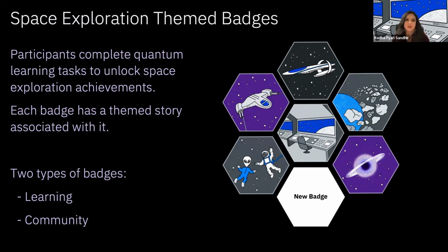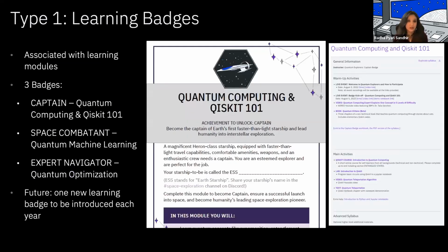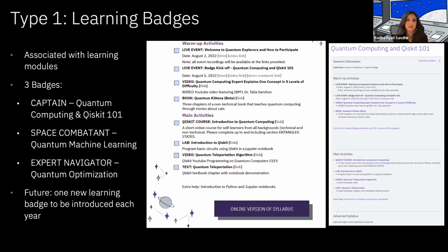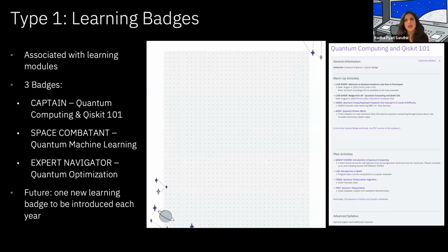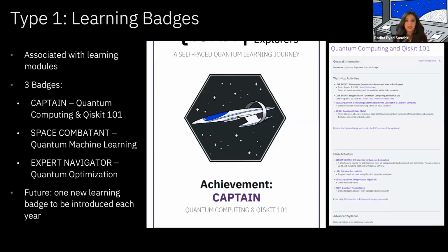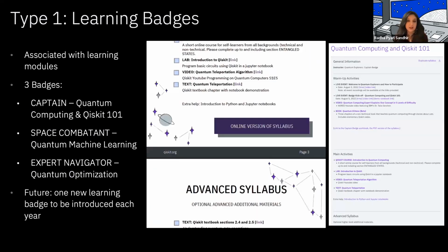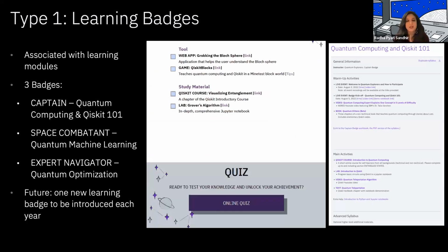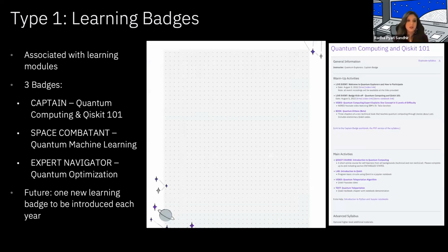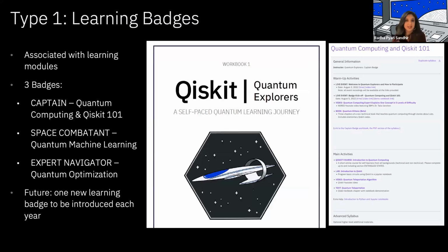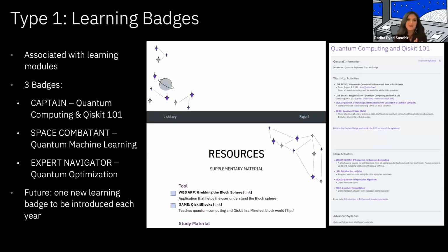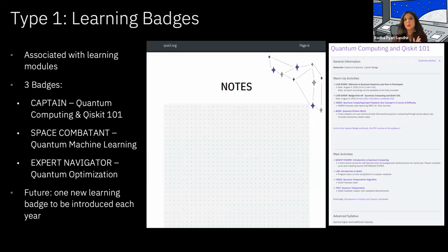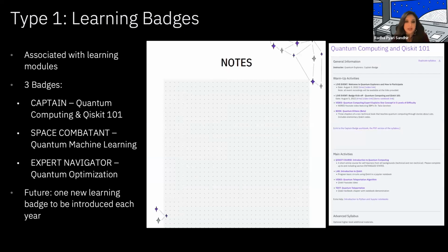There are 2 types of badges, learning and community. The learning badges are associated with learning modules, covering quantum computing and some of its applications, and are comprised of curated beginner to intermediate syllabi, labs, and quiz assessments. In the pilot version, there were 3 badges: captain, associated with quantum computing and Qiskit 101; space combatant, with quantum machine learning; and expert navigator, with quantum optimization. There will be a new learning badge for the 2023 cohort.